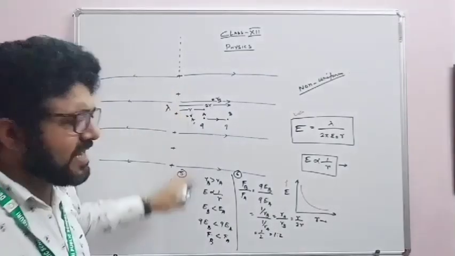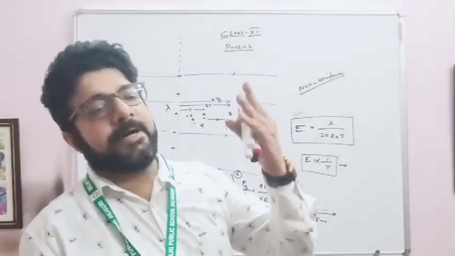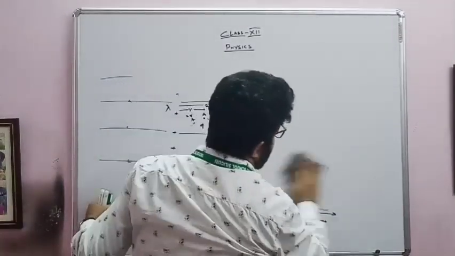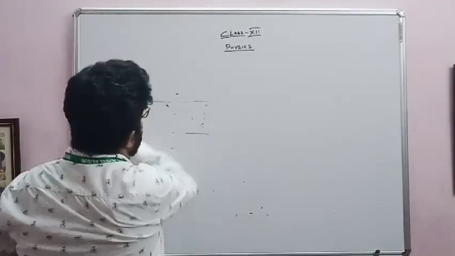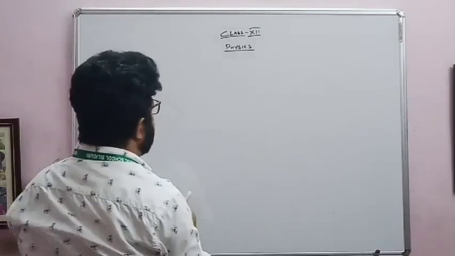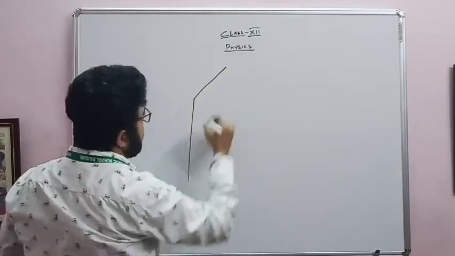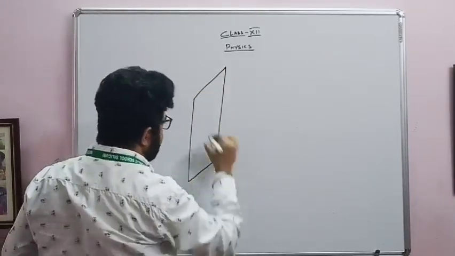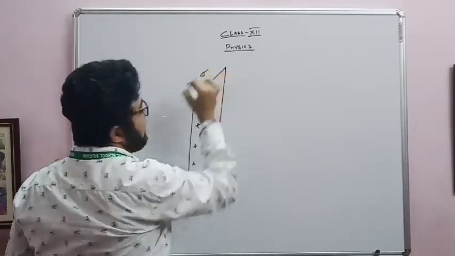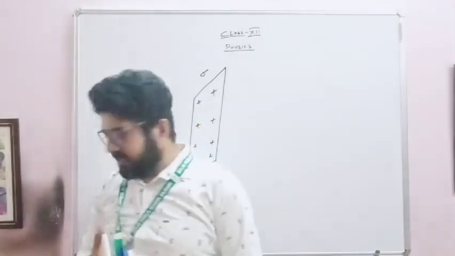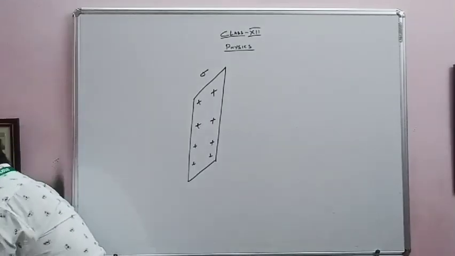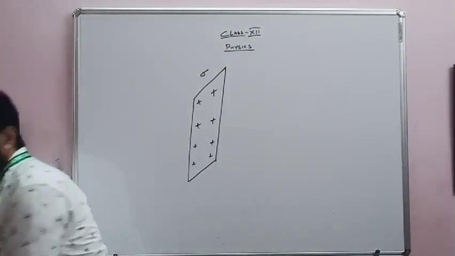Now this is the line charge. Next one is the infinitely long sheet. In the infinitely long sheet, we have a sheet like this. Sigma is the surface charge distribution. I can give you one example.